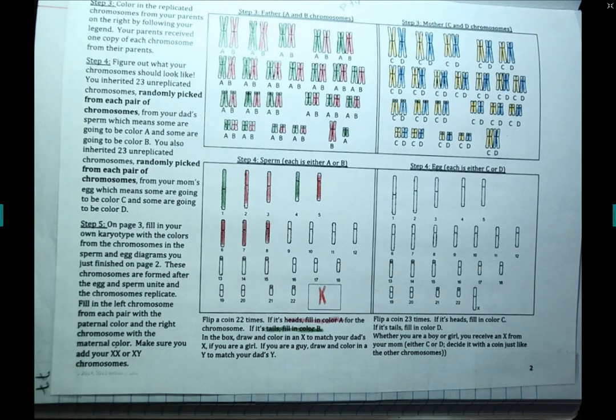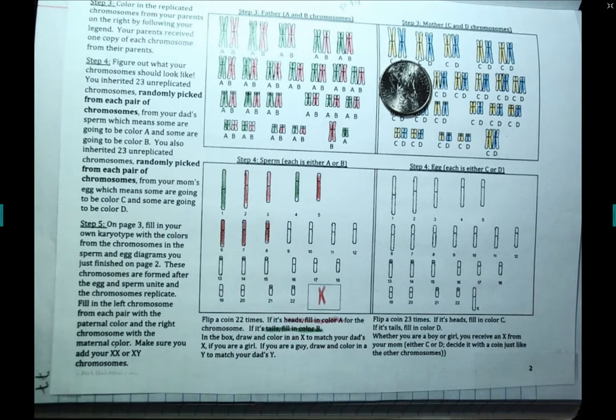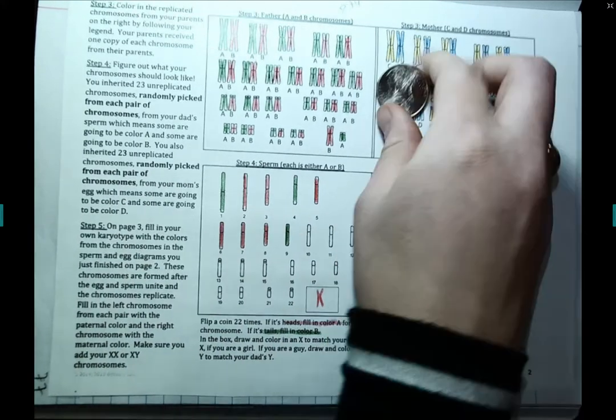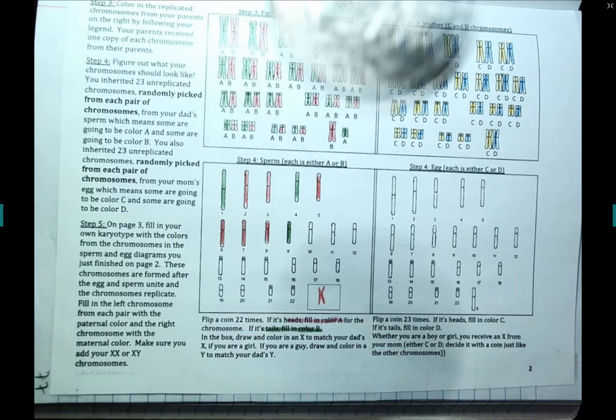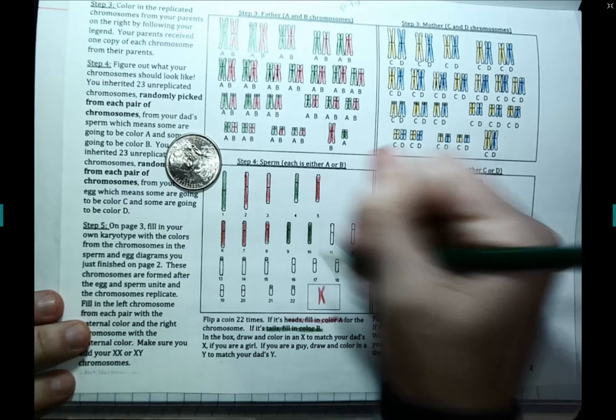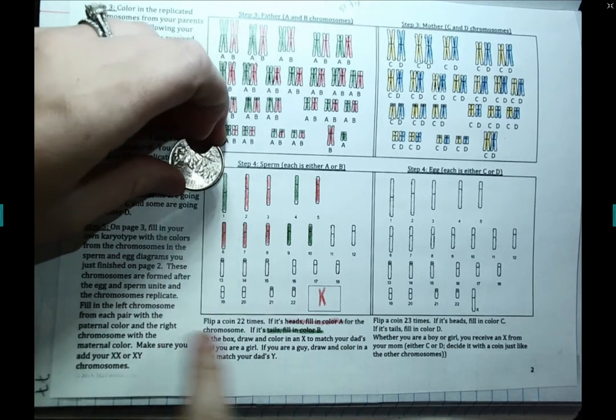It was tails. Okay, I had to go fetch it off the floor, but it was tails. There we go. Flipping again. And tails again. So I'm just going down the line, flipping the coin. If it's heads, I'm coloring.